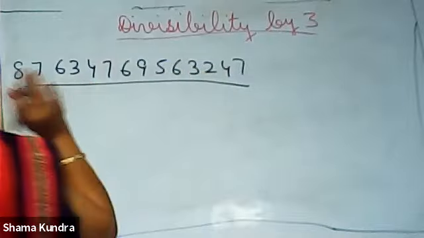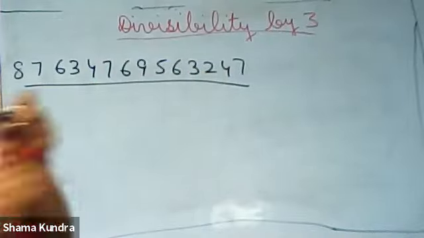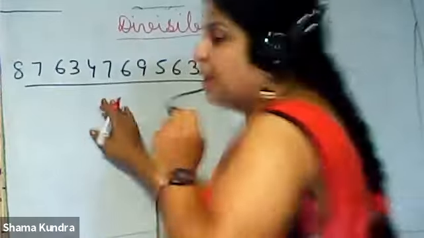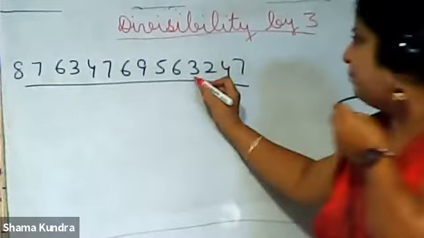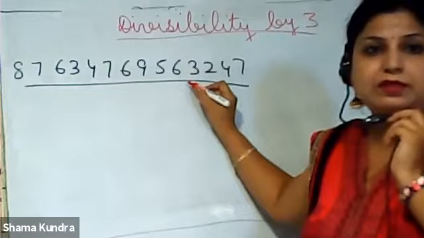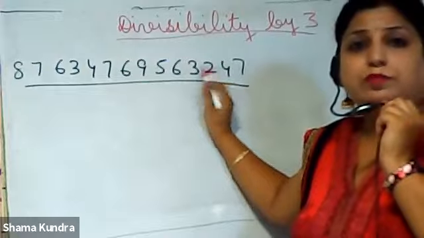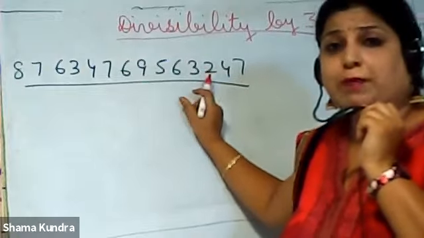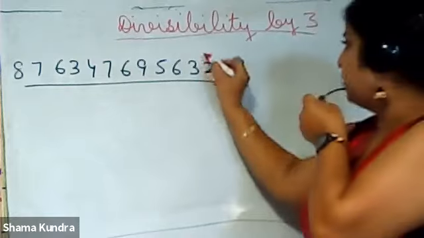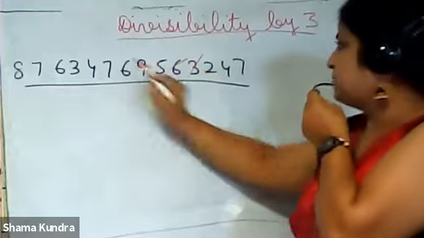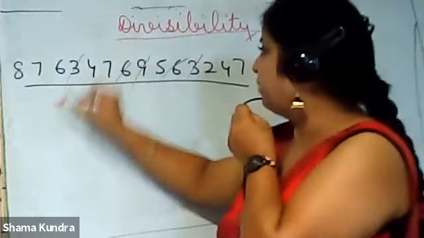This number I will take. Now I have to check whether the given number is divisible by 3 or not. What I have to do is simply cut the terms which come under the table of 3, or a combination of two numbers which come under the table of 3, like 3 1 is 3, 3 2 is 6, 3 3 is 9.